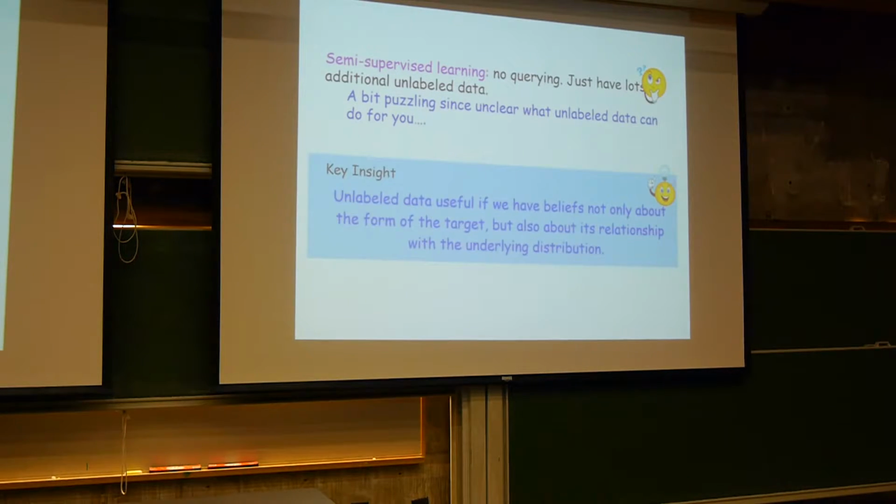At a high level, as a key insight, unlabeled data is helpful if we have beliefs not only about the form of the target function, like it's a linear separator, but if we have additional prior knowledge or beliefs, we know more about how the unlabeled data relates to the target function, right? And this will become very concrete in a minute, because there are many ways. So basically, unlabeled data is helpful if we have prior knowledge not only about the form of the target function, but also about how the target function relates to the underlying distribution.